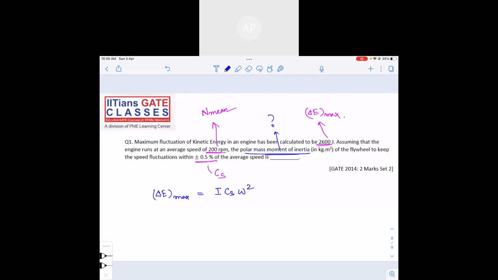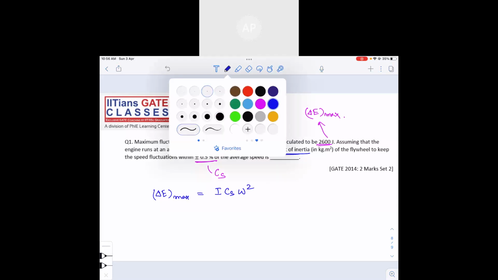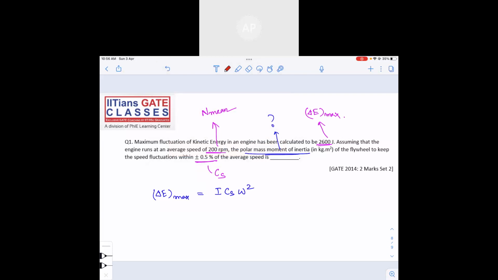Everything is given. You don't have to worry. Is the value of Cs given? Yes. Is the value of omega given? Yes. N is given, you have to convert it into omega. Is the value of delta E max given? Yes. What is the value of omega? Omega is 2 pi N by 60.